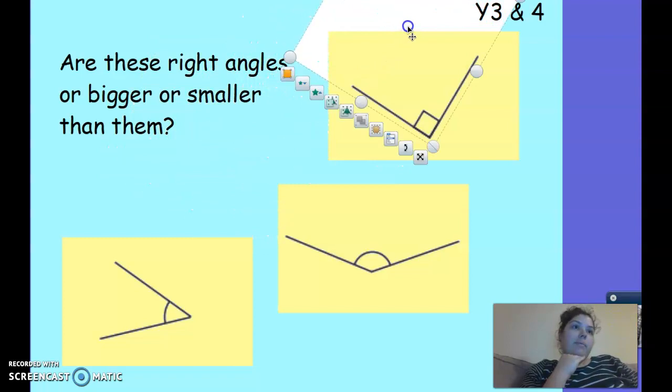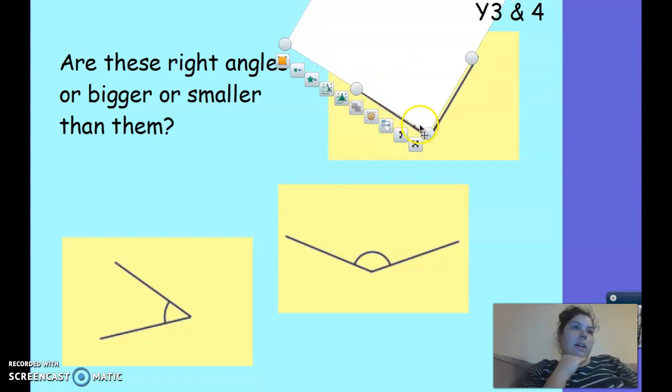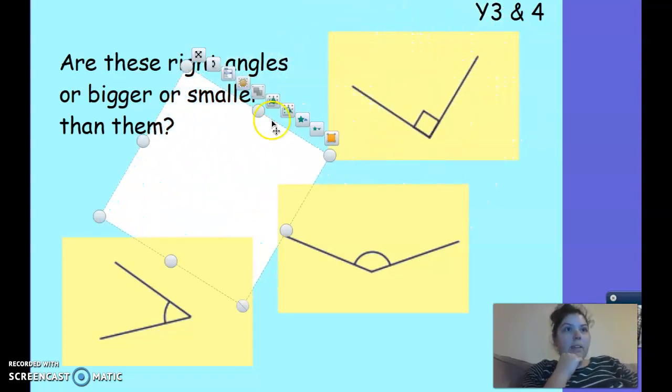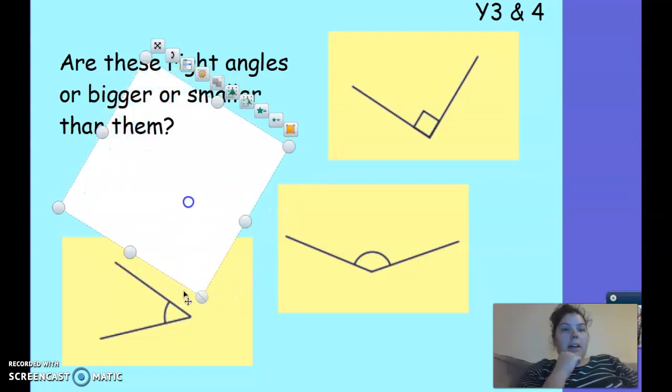So I'm going to have a look at this one here to begin with. I'm going to run my piece of paper along one of the lines, and I'm going to see if it measures up with the other one, and it does. So that one is a right angle. Okay, let's have a look at this one down here. Need my piece of paper to be on top. There we go. Okay, so we're going to look at this one here.